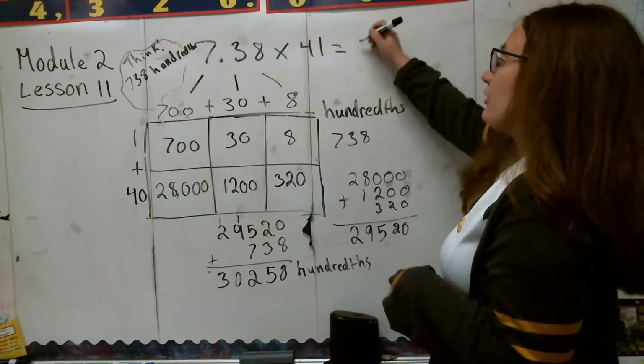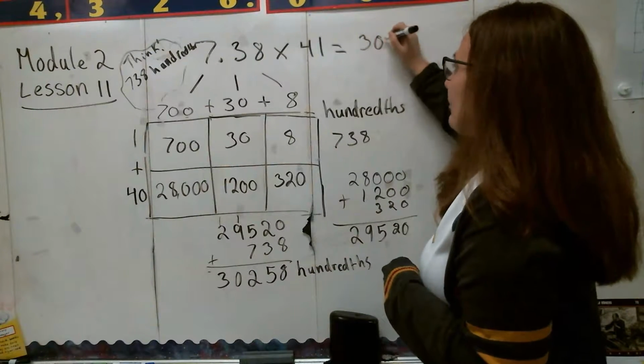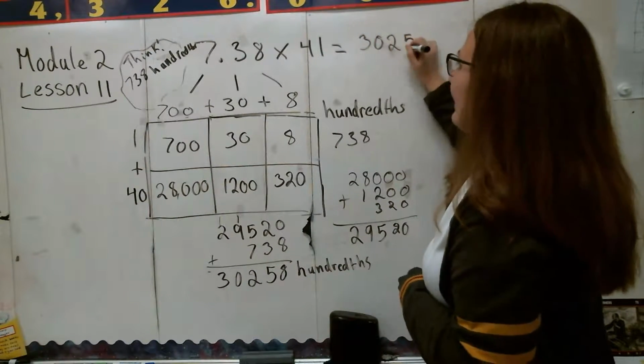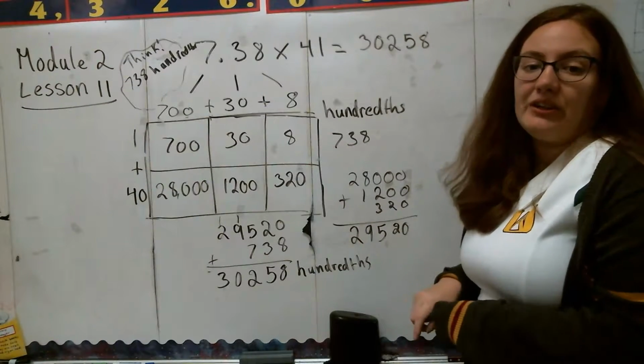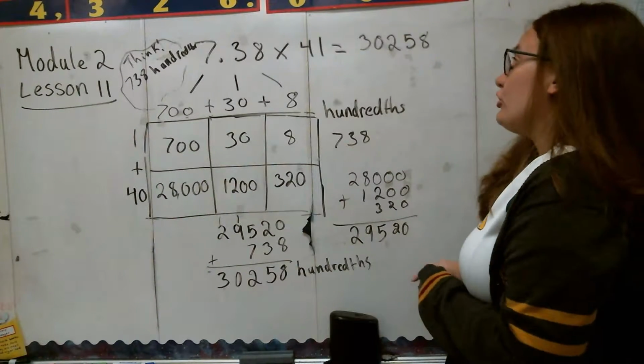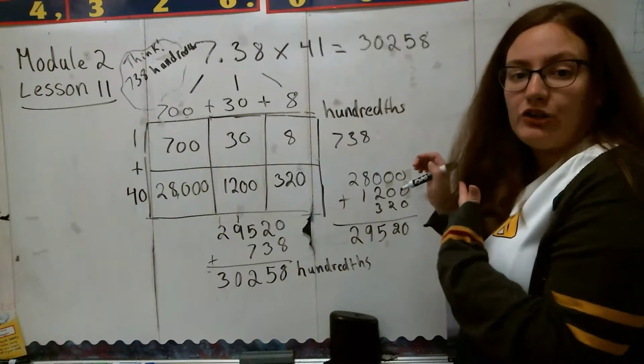So when I go to write my final answers, I can still write these digits up here, but I need to make sure that I write my answer in standard form now. And standard form means that I have the decimal in my answer. So to do this, I'm going to think about where is my hundredths place.